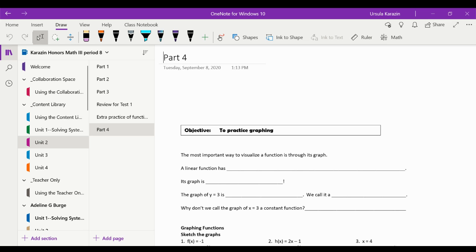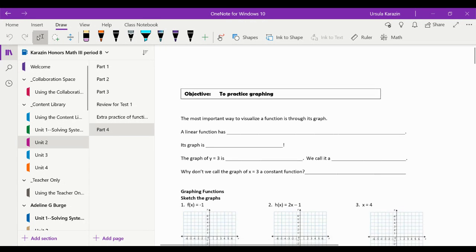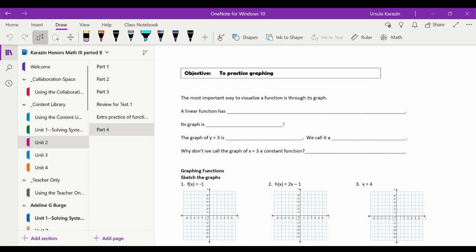While the other people are taking their test, you are going to look ahead at the next section. So I am still in Unit 2, and now I'm in Part 4. You all have this in your OneNote, Part 4. What I'm going to do is give you the notes for it. And this is an Edpuzzle, so if you're not familiar with this, there will be questions as you go.